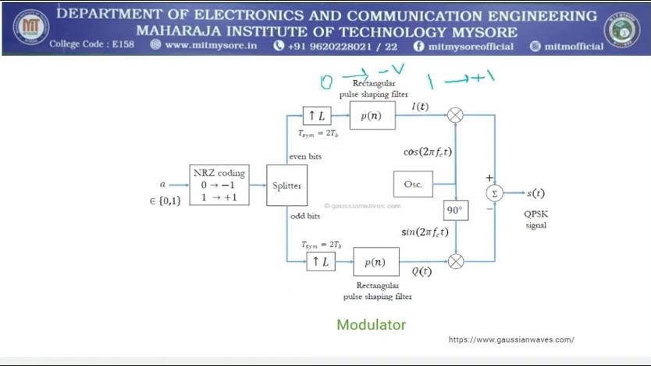So how would you represent it in mathematical terms? It will be plus V into cos 2πft. Likewise, at this particular block, you will have minus V for 0 and plus V for 1, so minus V sin 2πft and plus V sin 2πft. These two will be summed, and the resultant output is called the QPSK signal.